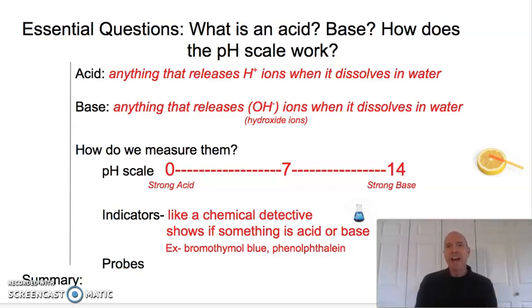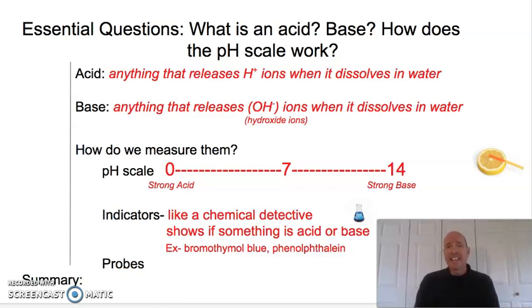Some of you already have notes like this. If you do, just add to them. If you don't, we can just start from scratch. So our essential questions are these. What's an acid? What's a base? And the pH scale, which we've heard of. How does that work? And so I'm just going to go ahead and define the acid and base for you. Now that we know what ions are from past instruction, this makes more sense.